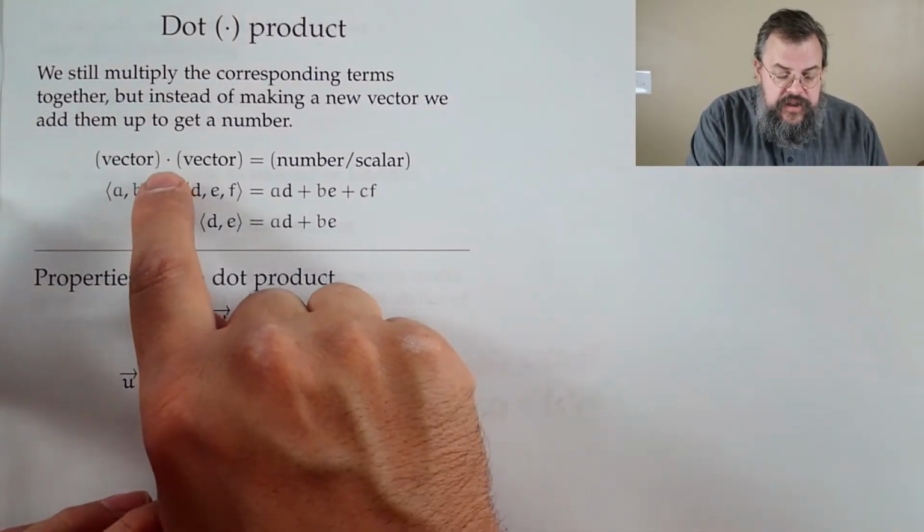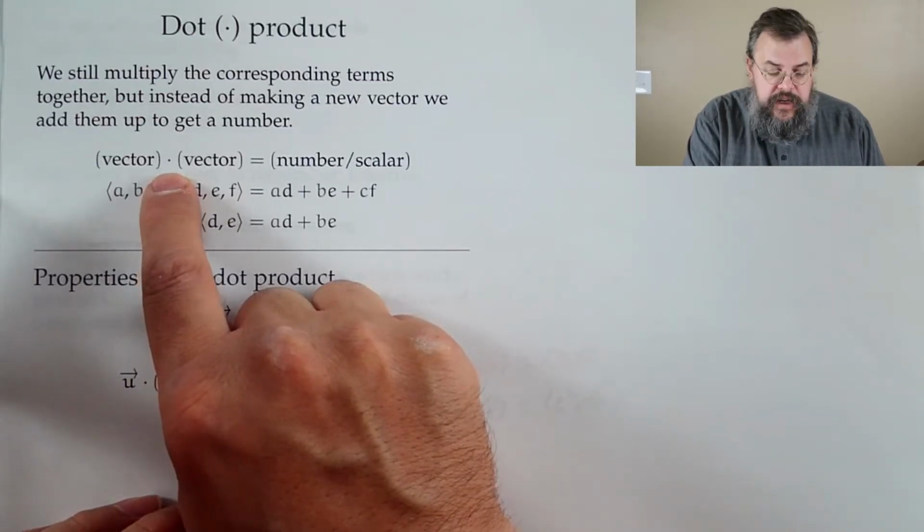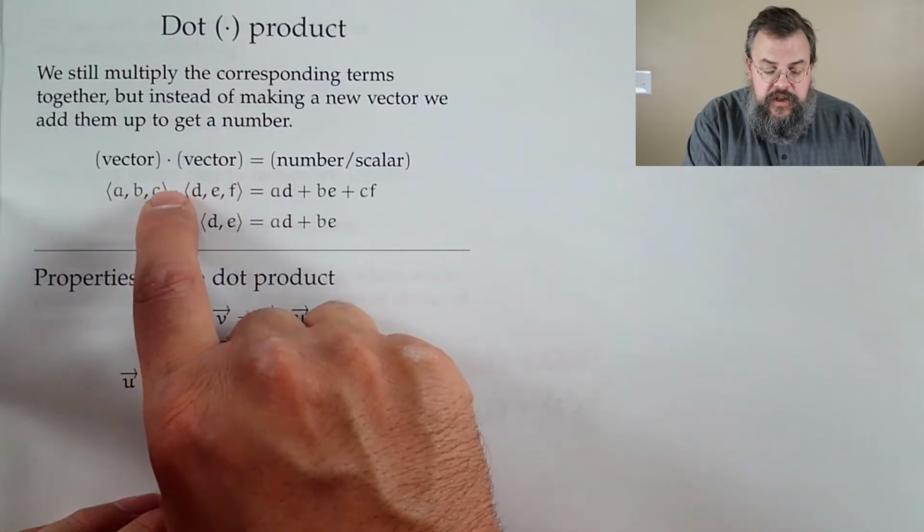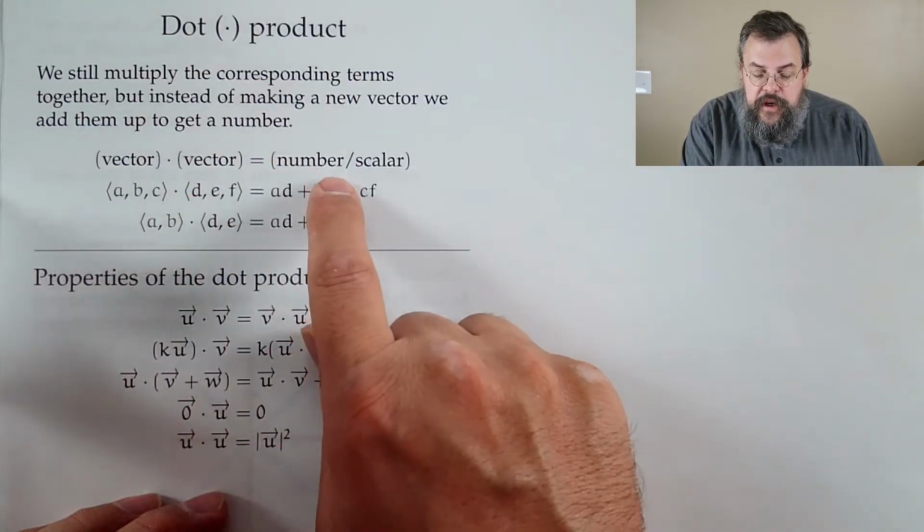So dot product notation is the dot. So when you see a dot being used with vectors, that means you need to have a vector dot a vector. Be careful with your notation. What's the result? A number.